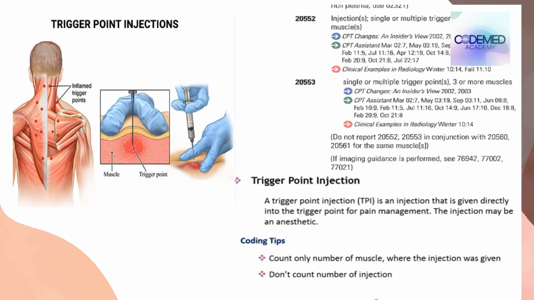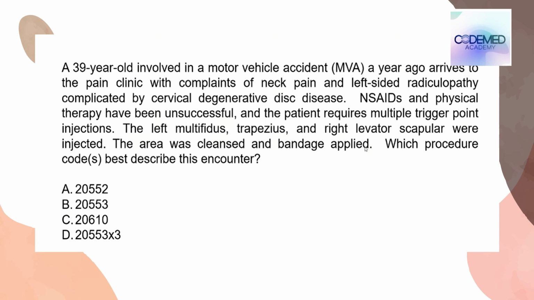Now the next important point is the trigger point injection. A trigger point injection is an injection that is given directly into the trigger point for pain management. The injection may be of anesthetic. And the coding tip is, whenever we are giving a trigger point injection, we count the number of muscles where the injection is given. We do not count the number of injections. This is a very important tip, that we always count the number of muscles but not the number of injections.